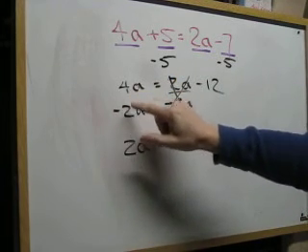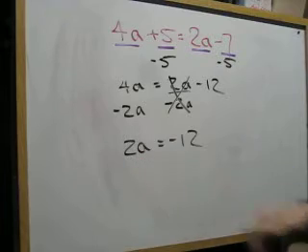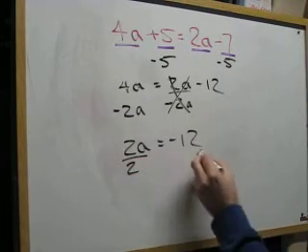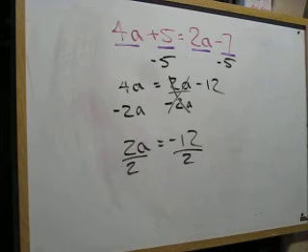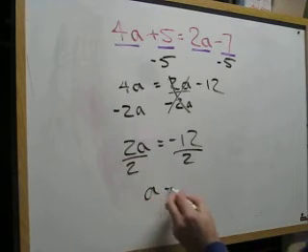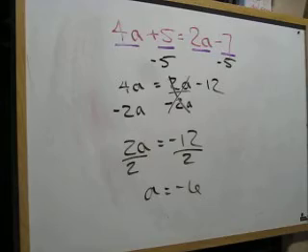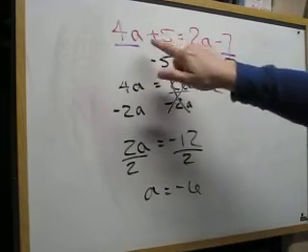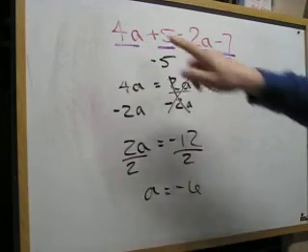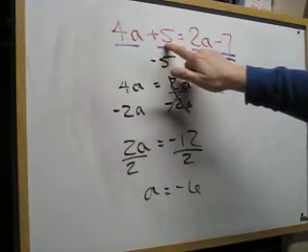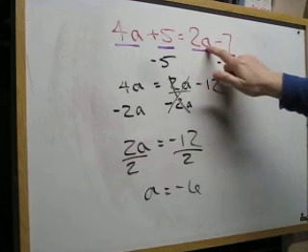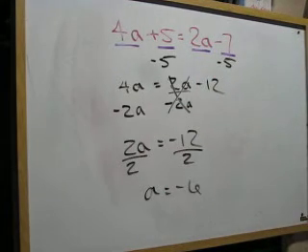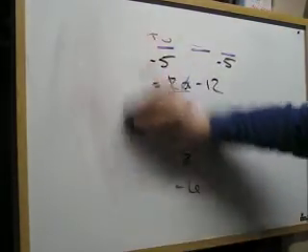Okay, so now I have a 4a minus a 2a here, and I have a 2a. Now I can divide by 2. Remember, the last step is to get rid of the number added or multiplied by the variable. And I get a equals negative 6. And if I put a negative 6 up here, those two would be equal. Negative 6 times 4 is negative 24, plus 5 is negative 19. 2 times negative 6 is negative 12, minus 7, also negative 19, so it does work.